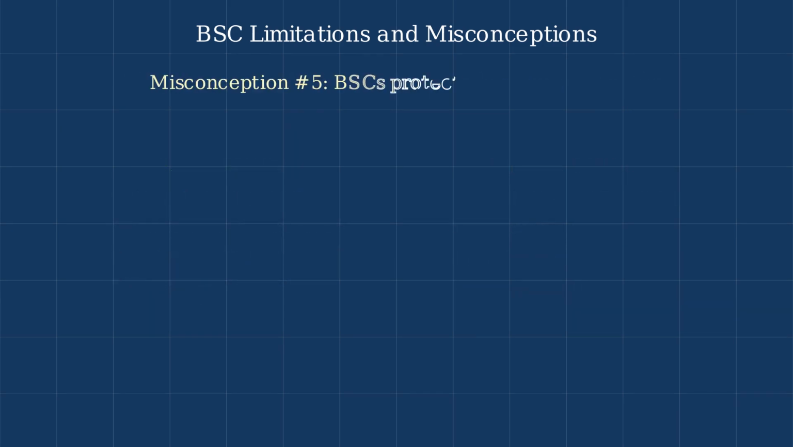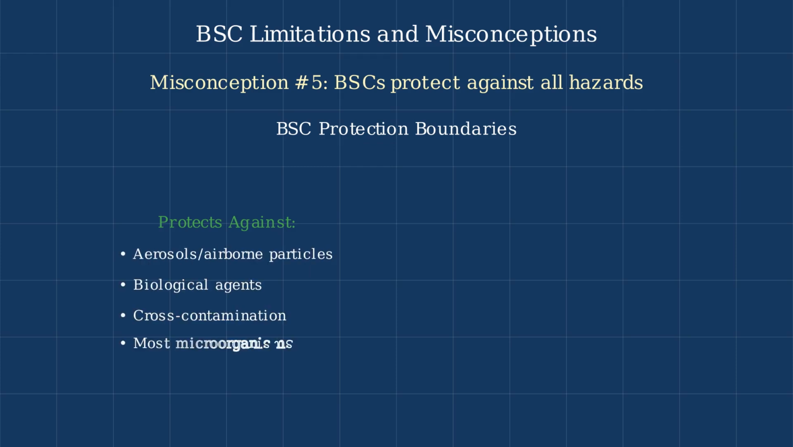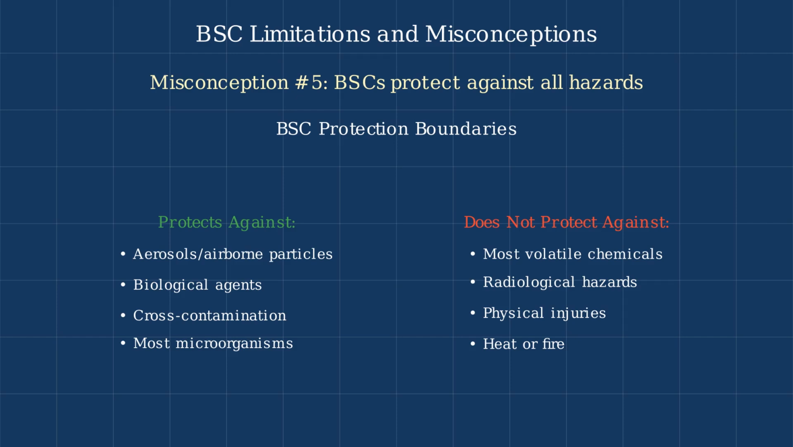The final critical misconception is that biosafety cabinets protect against all laboratory hazards. BSCs are specifically designed to protect against aerosols, biological agents, cross-contamination, and most microorganisms. However, standard BSCs do not protect against most volatile chemicals, radiological hazards, physical injuries, or heat and fire. It's worth noting that some specialized cabinets like Class 2 Type B2 and certain Class 3 BSCs can handle limited chemical work, but this is not true for most BSCs found in laboratories.